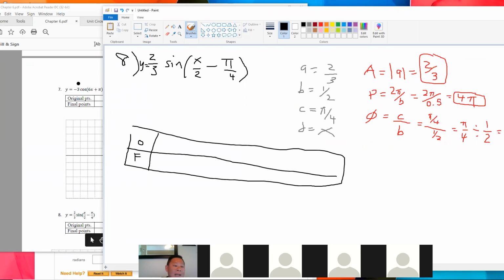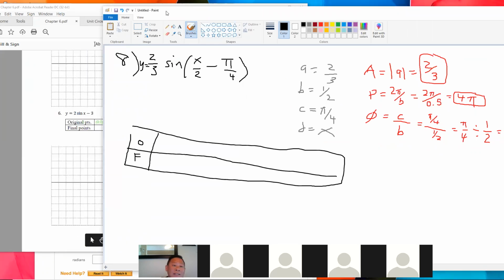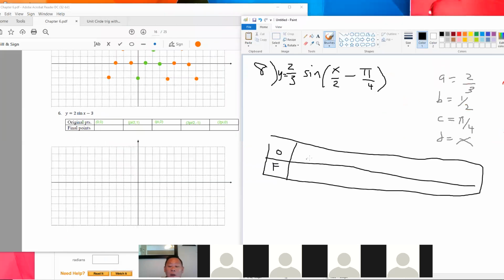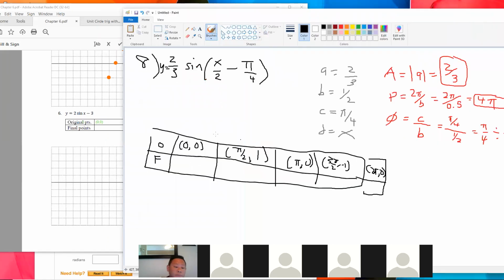Since this is sine, the original point is the sine one. This is the one that we're talking about. So the original points are 0, 0; pi over 2, 1; pi, 0; 3 pi over 2, negative 1; and then the last one is 2 pi, 0. So this is how you figure out your 5 original points here.